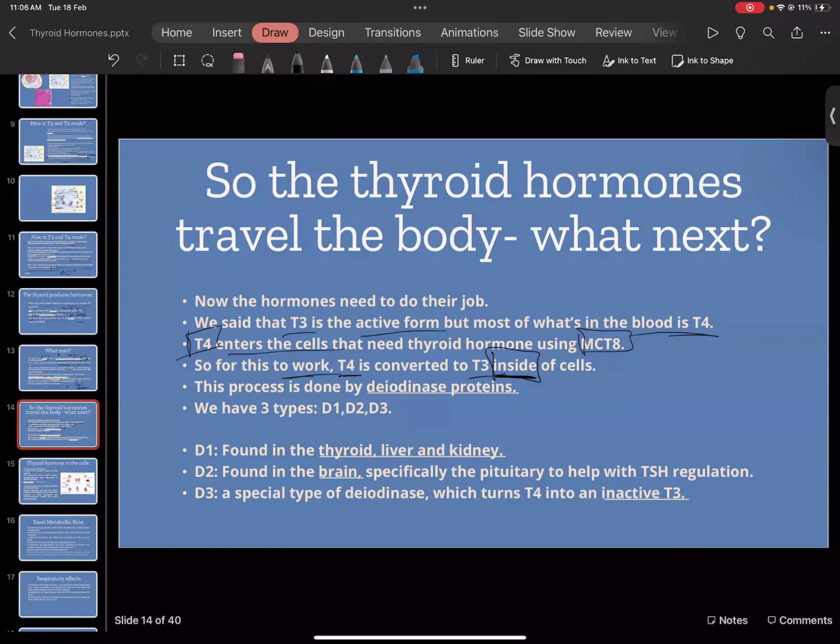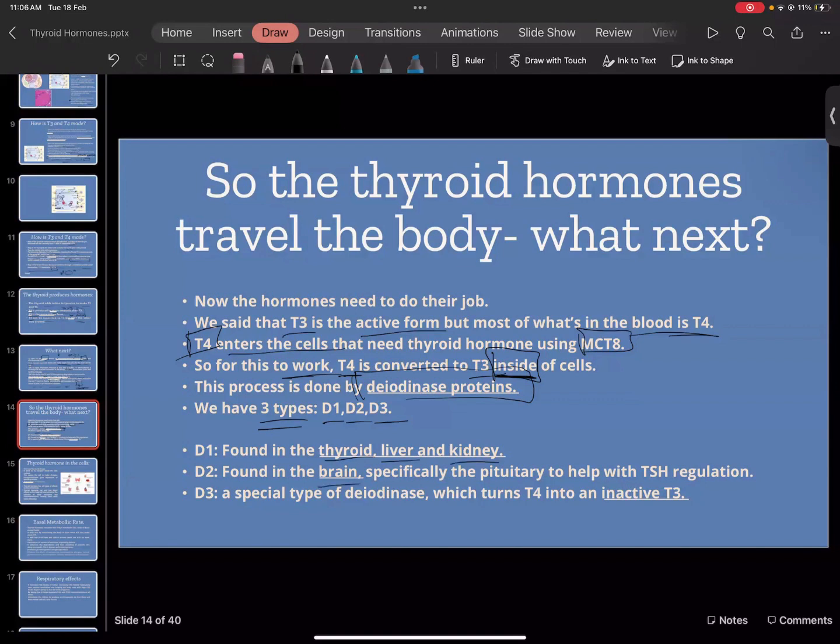This process is done by deiodinase proteins, and we have 3 types: D1, D2, D3. Honestly, it's really important to remember where exactly they're found. D1 is found in the thyroid, the liver, and the kidney.